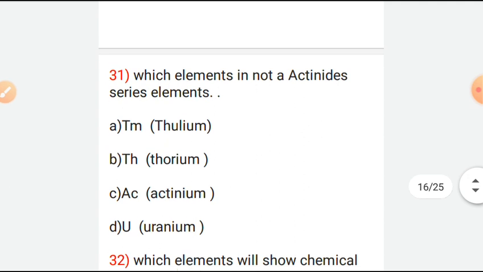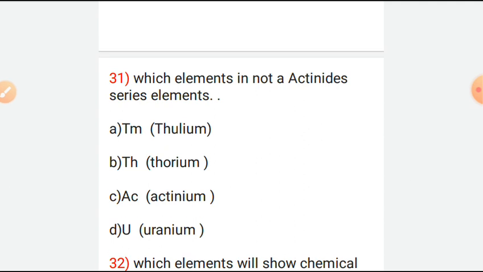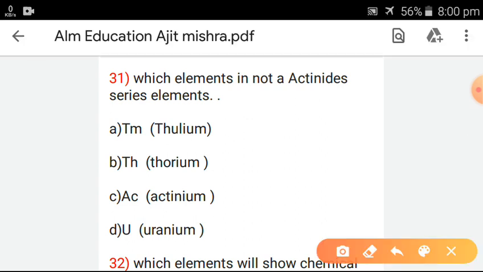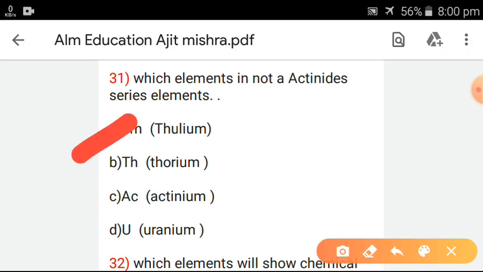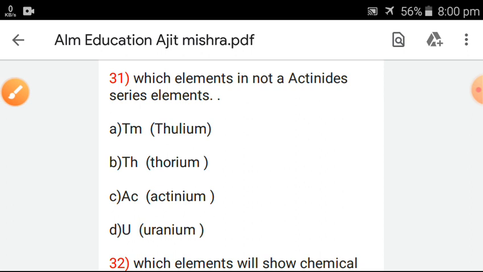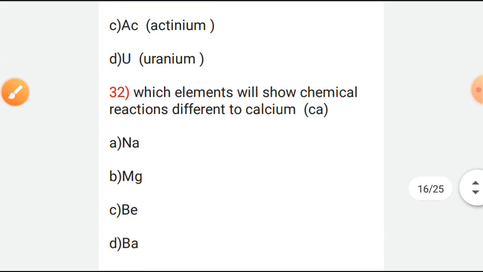Next question, which element is not an actinide series element? In the given option, which is not an actinide series element? Option A, thulium, B, thorium, C, actinium, D, uranium. Choose the correct answer. The answer will be option A, thulium. Thorium, actinium and uranium are the actinide series elements, but thulium is a lanthanide series element.